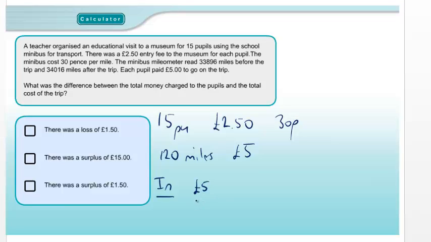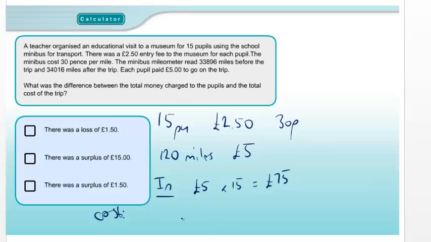Each pupil was charged £5 and there were 15 pupils. 15 times 10 would be 150, so half that amount must be 75. And the only income was from the amount charged to the pupils, so that's £75. The costs were the fuel and the tickets.